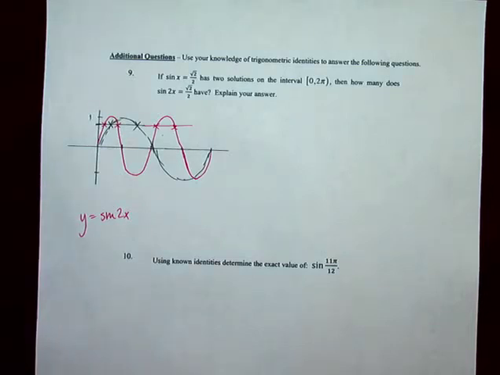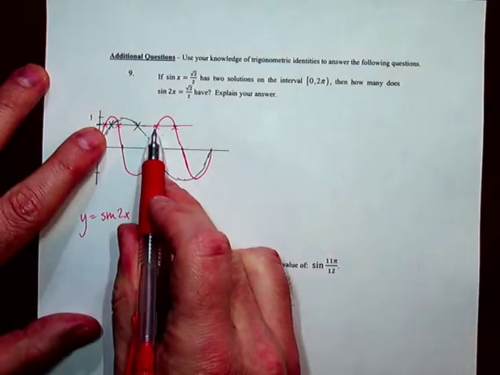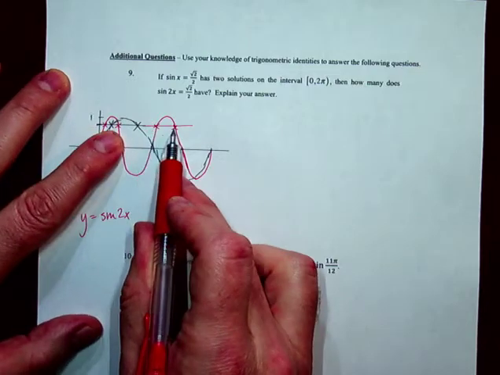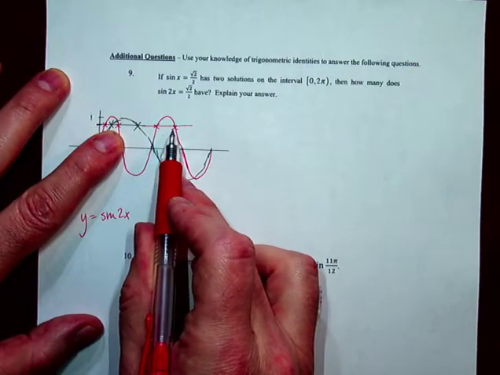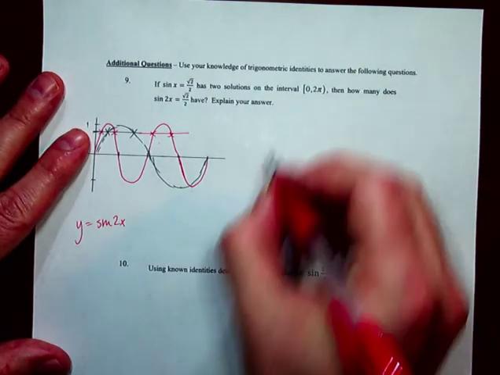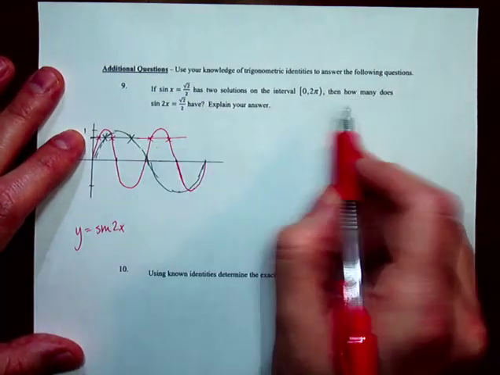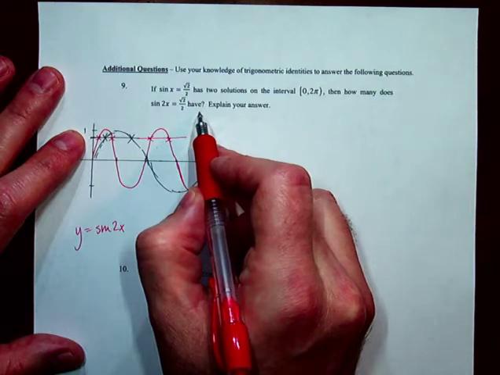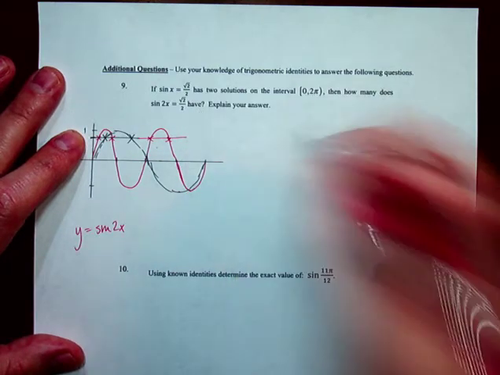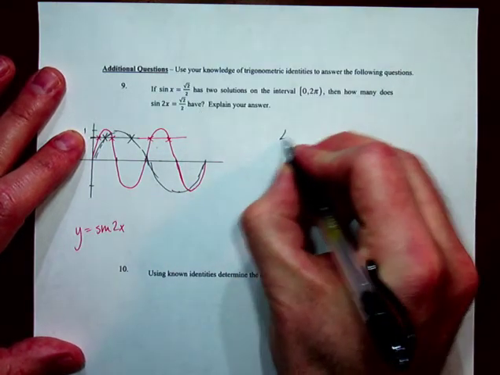It's not pi over 4 and 3 pi over 4. It's pi over 4 divided by 2, which is pi over 8. So it's pi over 8 and 9 pi over 8, that would be these two. And 3 pi over 8 and 11 pi over 8, these two. And what I was looking for is two things. How many does sine 2x is equal to root 2 over 2 have? It has 4 solutions.